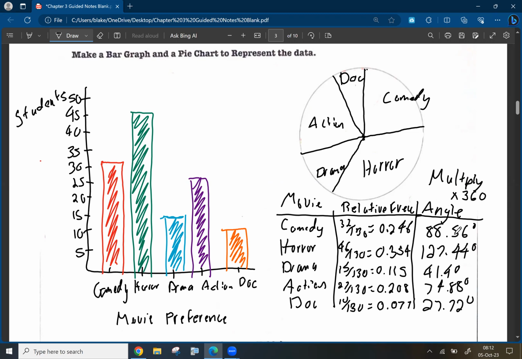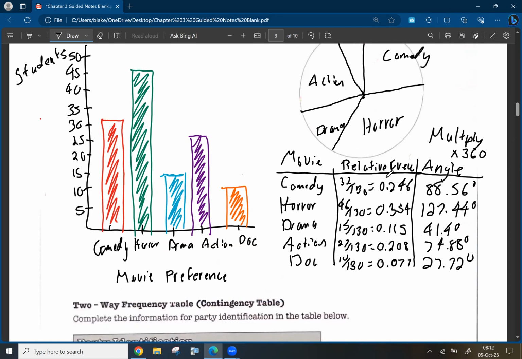And it's not hard to calculate. Remember, all you have to do is take your relative frequency amount and multiply it by 360. That's the key. If you do that, you've got your central angle. So no big deal. A little bit of geometry coming into play here.